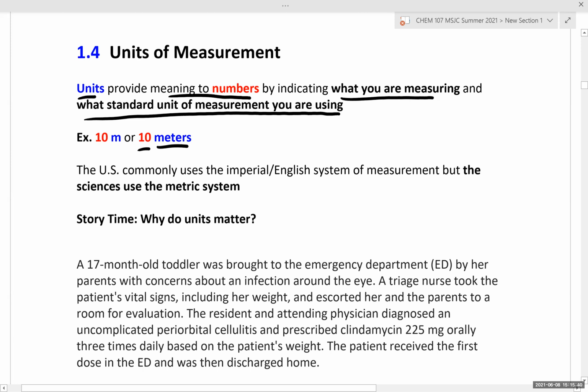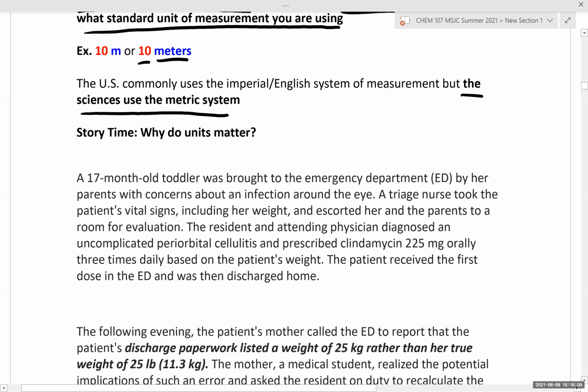Now, the United States commonly uses the English system of measurement, but the sciences overwhelmingly use the metric system. And this interface between units and the importance of units comes up a lot in day-to-day lives, and it's especially prevalent in healthcare settings where we still end up measuring weights in pounds, but doing calculations in grams or kilograms for dosages.